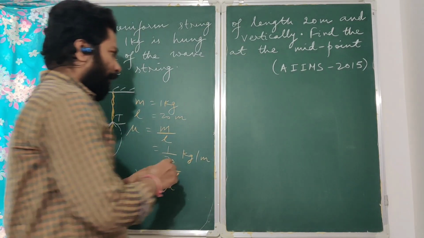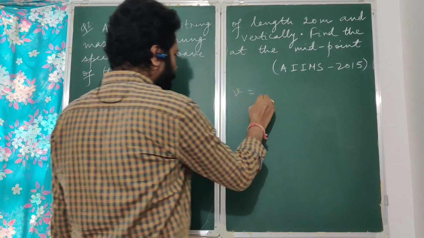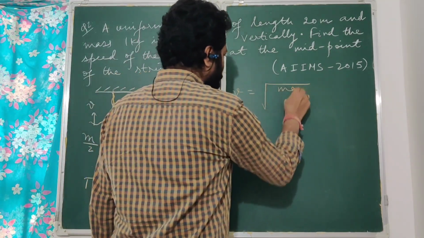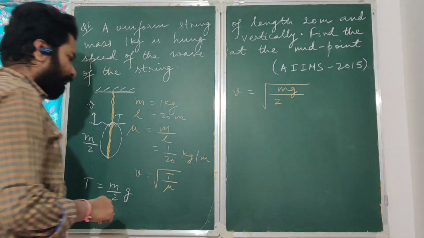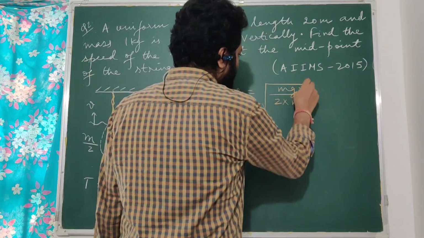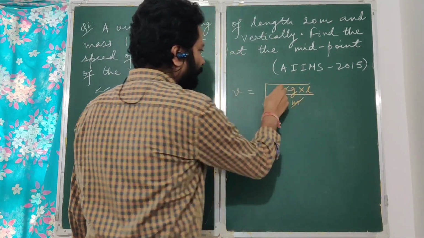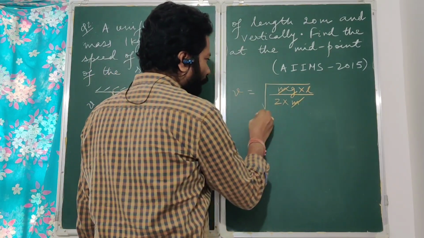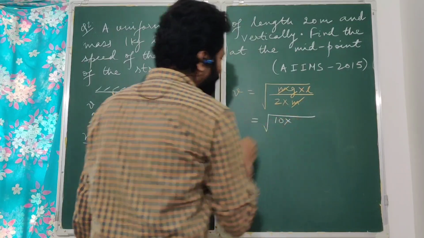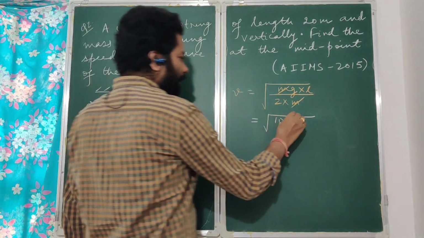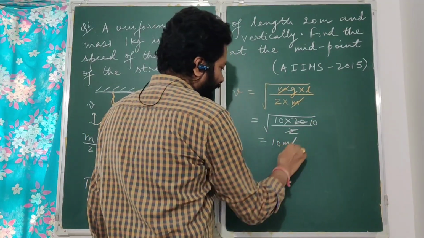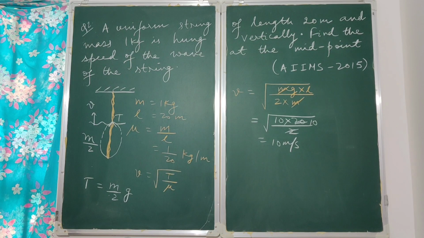Now velocity, which they are asking us to find, will be equal to root of T by mu. So mg by 2, and what is the value of mu? It is m by L. So we can directly substitute here m, and L will move up. So m and m will get cancelled, and it is root of gL by 2. So g we can take it as 10. Length is given as 20 divided by 2. So 10. The answer for this question will be 10 meter per second.